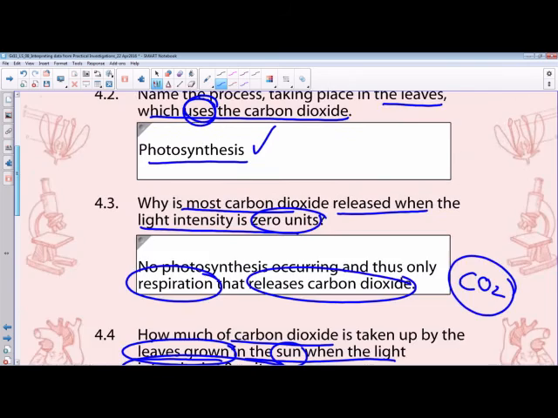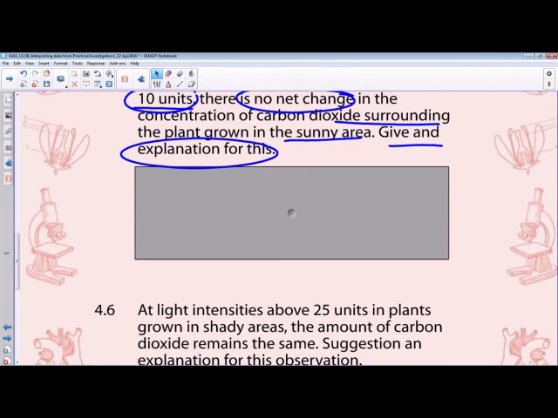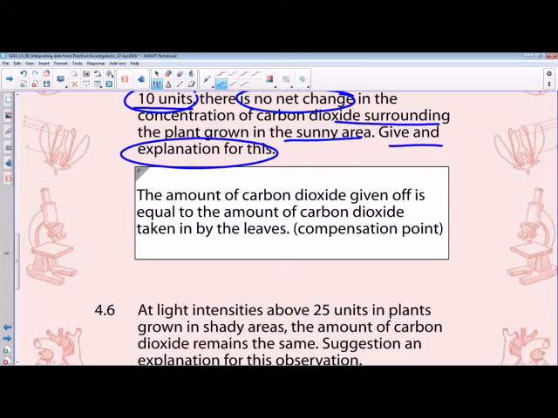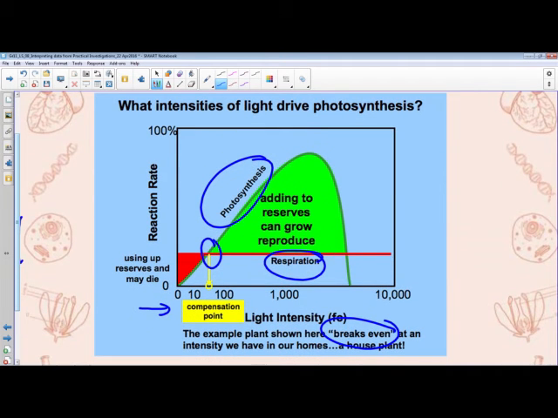So when we look at this question, it talks about the amount of carbon dioxide given off being equal to the amount of carbon dioxide taken in, and we refer to that point as the compensation point. I'm just going to take you back to this graph. This is what I'm referring to. At this specific point, the amount of carbon dioxide produced by the plant during respiration is sufficient to sustain the carbon dioxide needed for photosynthesis. That is the point which we refer to as the compensation point.